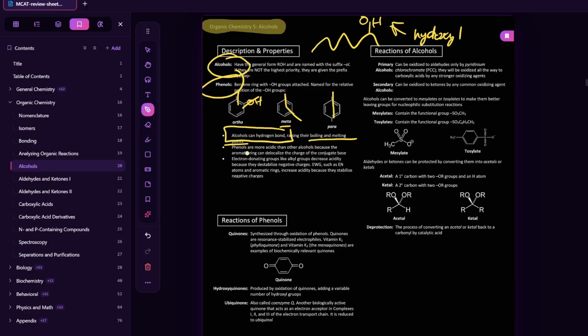And then phenols happen to be more acidic than a typical alcohol because when a phenol loses its proton, its H+, the negative charge left behind on the oxygen doesn't just sit there, it can delocalize into the aromatic ring through resonance. So what we're talking about is this ring here, in which you can delocalize.